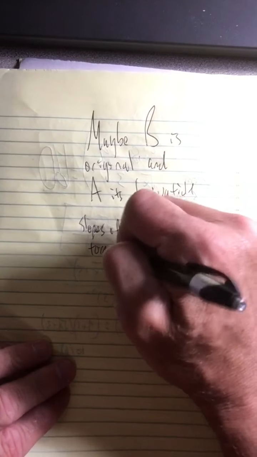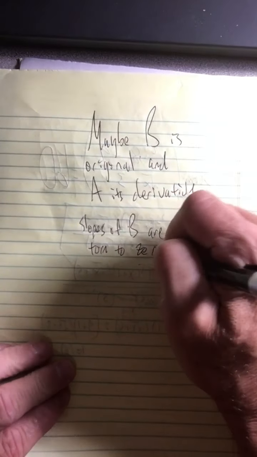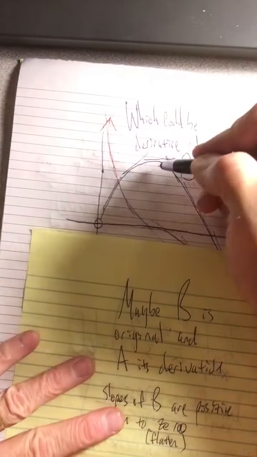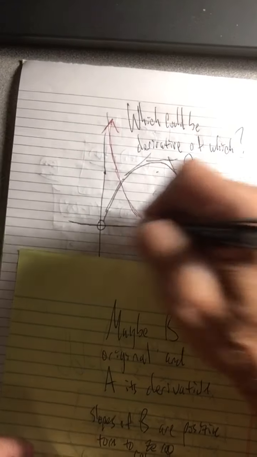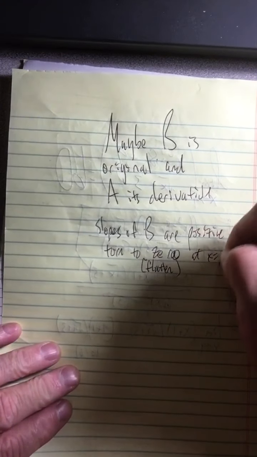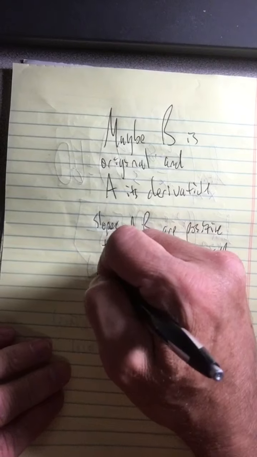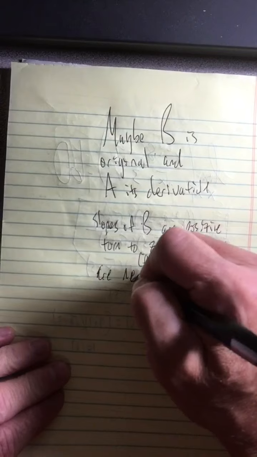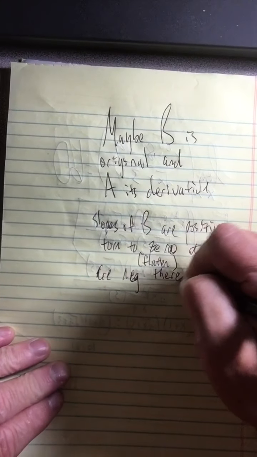So the slopes of B are positive, turn to zero, flatten out. The slope flattens at some value. Let's call that value M, in the middle of the x-axis there. Turn to zero at x equals M, and then slopes of B are negative thereafter. That's the word neg, sorry, for negative slopes, thereafter, okay?